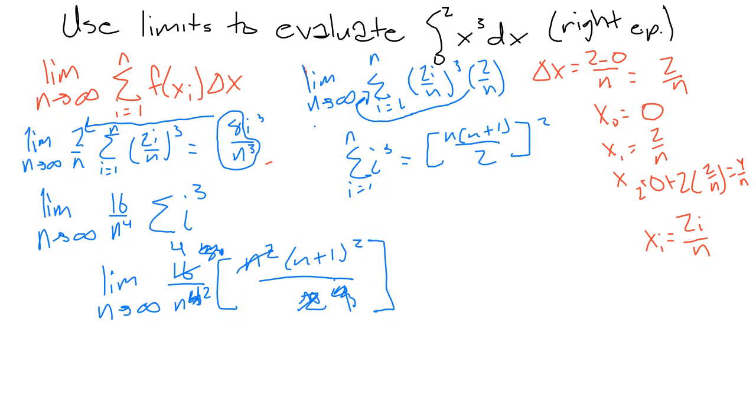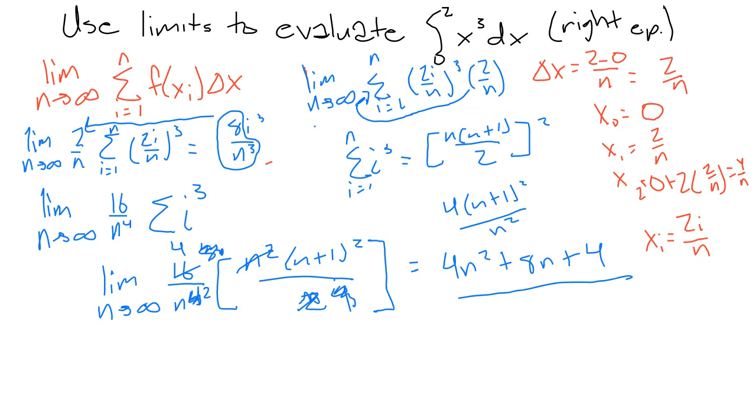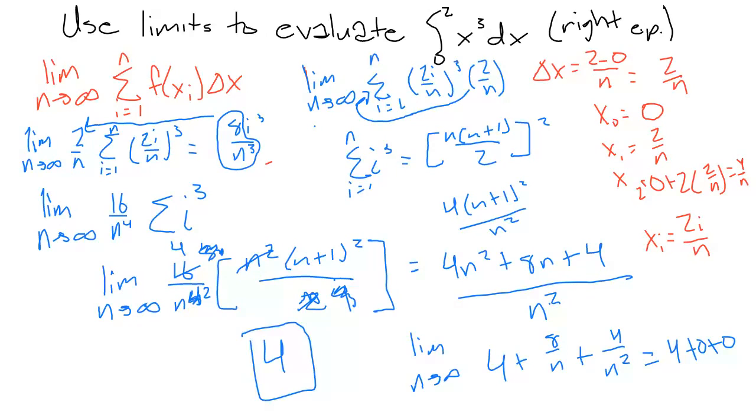So now we can expand out this piece right here. We're going to have 4 times n plus 1 squared in the numerator over n squared in the denominator. If we expand that numerator out, we get 4n squared plus 8n plus 4 all over n squared. If we break this up, we get 4 plus 8 over n plus 4 over n squared. And of course, we take the limit as n approaches infinity, which will get us 4 plus 0 plus 0. So therefore, our final area is 4.